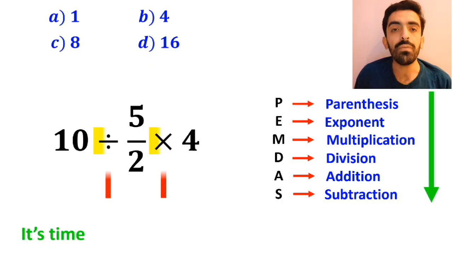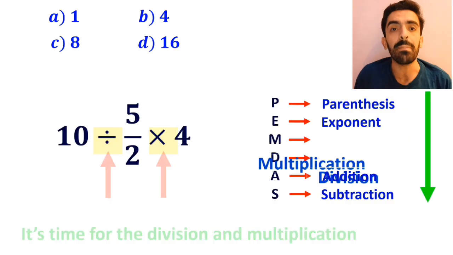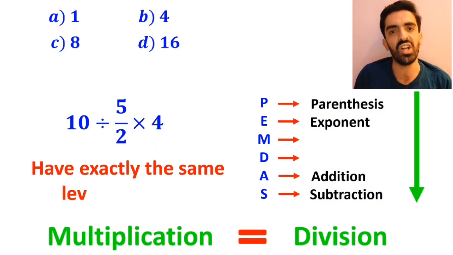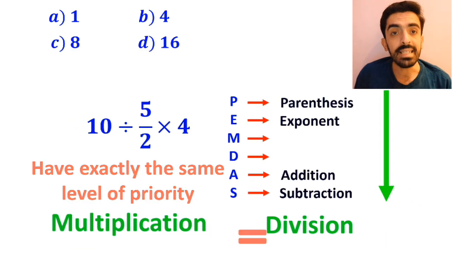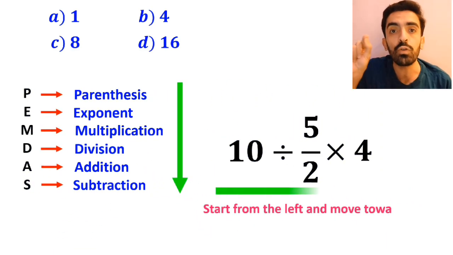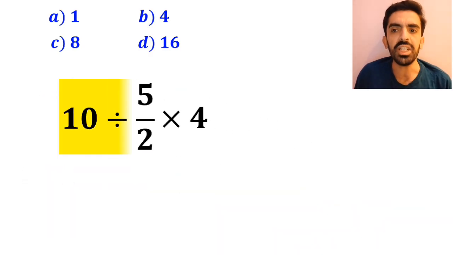Alright, now it's time for the division and multiplication. However, it's very important to note that according to the PEMDAS rule, multiplication and division have exactly the same level of priority. In this situation, the best strategy is to start from the left and move toward the right, performing these two operations in order. So, we'll start with the expression 10 divided by 5/2.